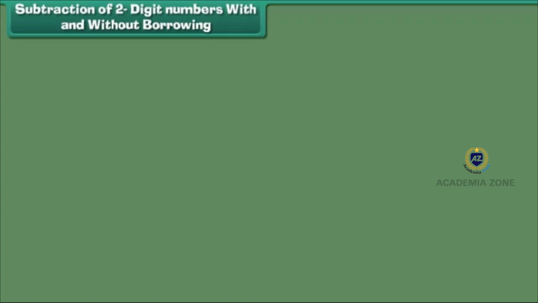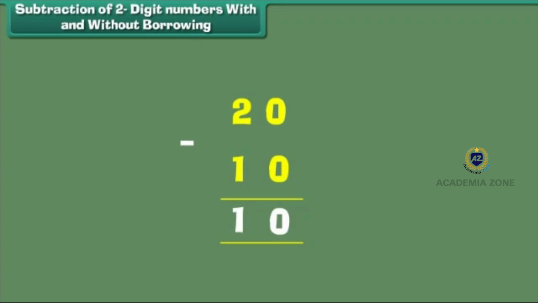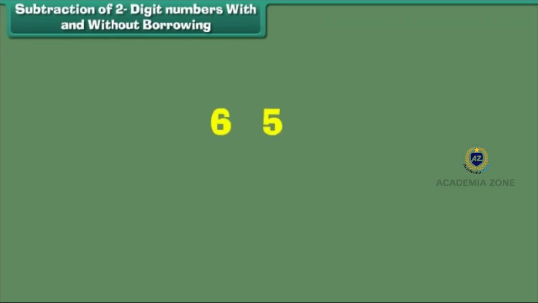Subtraction of 2-digit numbers with and without borrowing. Let us now subtract 2-digit numbers using the technique of borrowing. What is 65 minus 27?